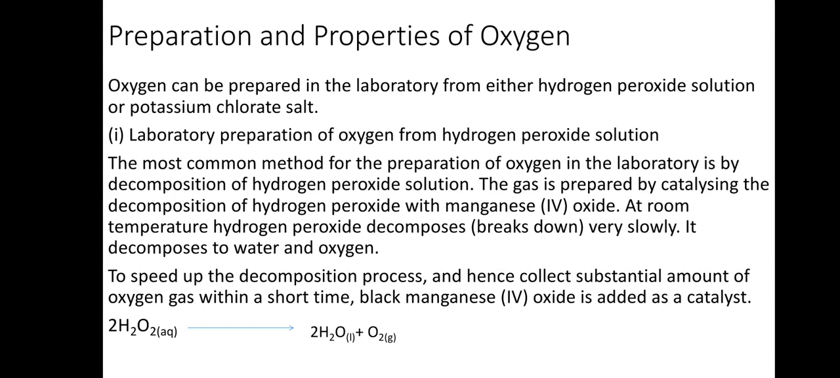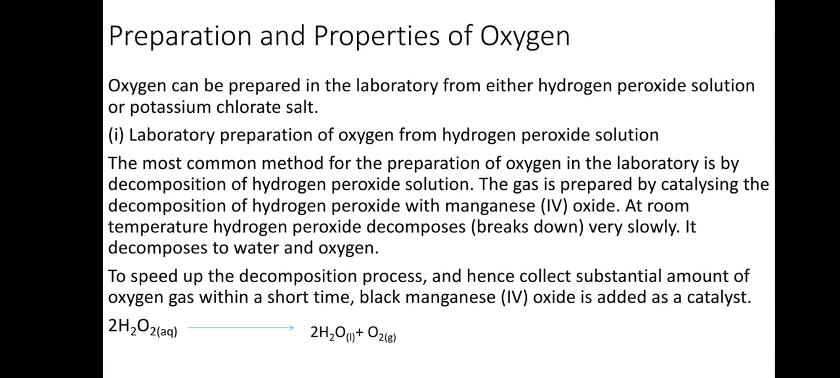Now, oxygen can be prepared in the laboratory from either hydrogen peroxide solution or potassium chlorate salt. So let's start with the first one, laboratory preparation of oxygen from hydrogen peroxide solution. The most common method for this preparation in the laboratory is the use of hydrogen peroxide solution. The gas is prepared by catalyzing the decomposition of hydrogen peroxide with manganese IV oxide.